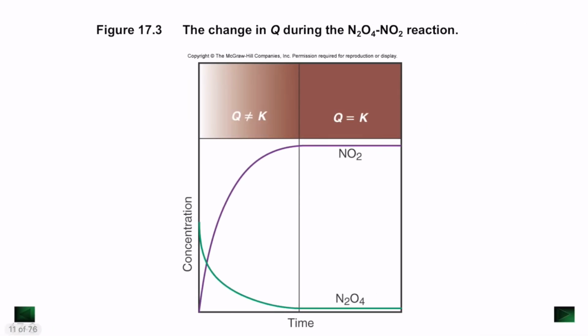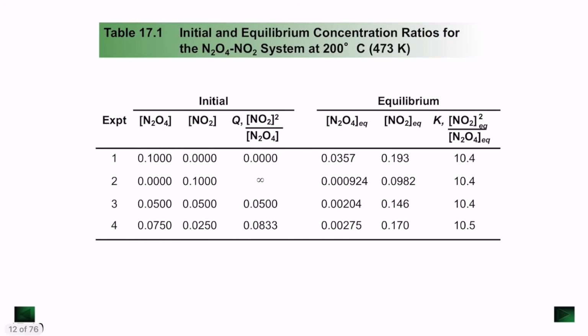So what happens during the reaction? During the reaction, Q continuously changes and Q is not equal to K. Once it reaches the equilibrium point, at some point in time, Q becomes equal to K, and the concentrations of the reactant and product will stay constant for the rest of the reaction. So this is the idea behind Q.